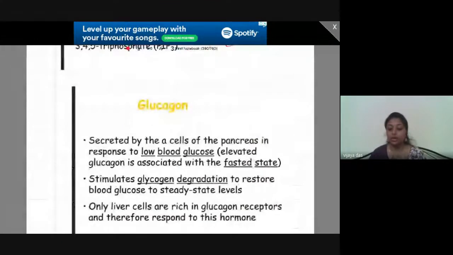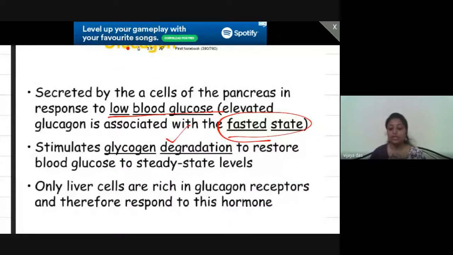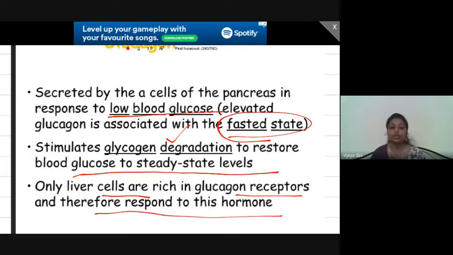Simultaneously, the glucagon, when it is secreted, when your blood glucose level was low, so when you were in the fasting state, at that time the glycogen will start to degrade. Why will it degrade? So that the glucose can be released by your liver and it can get into the body circulation. So only liver cells are rich in glucagon receptors, and therefore respond to this hormone. This is an important part.